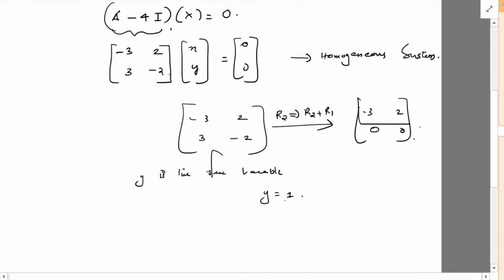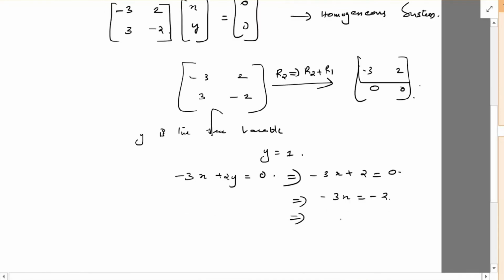If you give y equal to 1, what will be the value of x from the first equation? Minus 3x plus 2y equal to 0. That implies minus 3x plus 2 equal to 0, so minus 3x equal to minus 2, which implies x equal to 2 by 3. If we put y equal to 1, we get 2 by 3. We can avoid the fraction actually. If we give y equal to 3, that will be what?